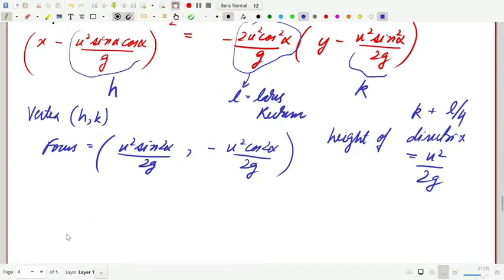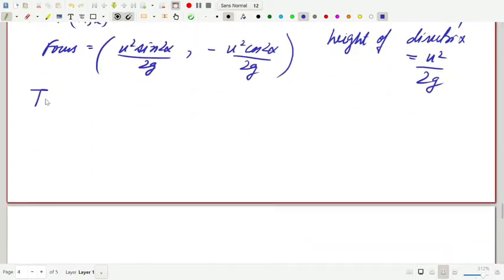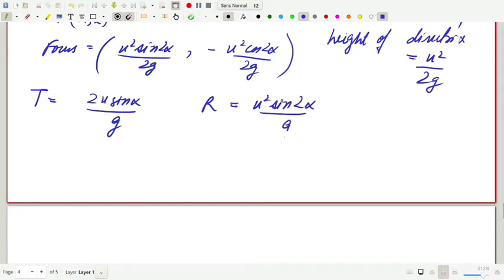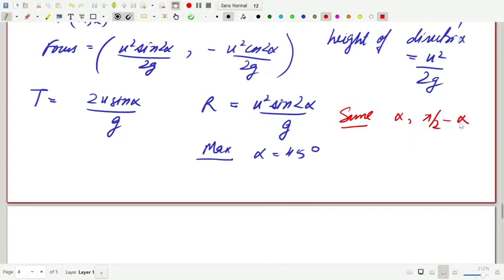Now in this case, time of flight is 2u sin alpha by g. Horizontal range r is u square sin 2 alpha by g, which is maximum when sin 2 alpha is 1, that is alpha is equal to 45 degrees. And we have the same horizontal range at two angles of projection, that is alpha and pi by 2 minus alpha. Greatest height attained is u square sin square alpha over 2g.